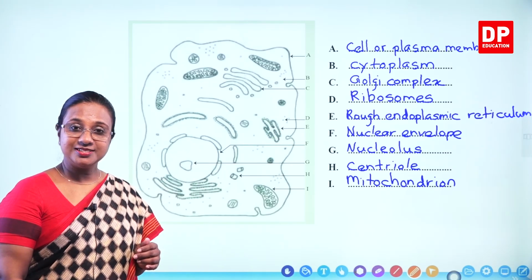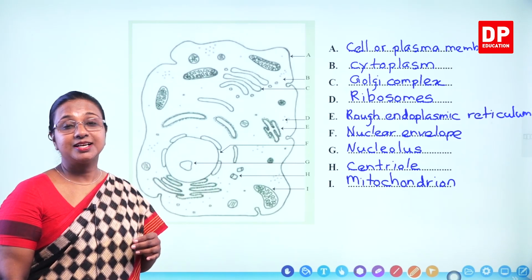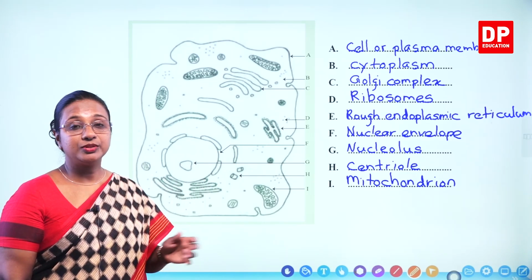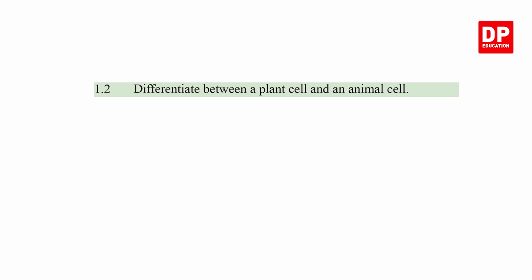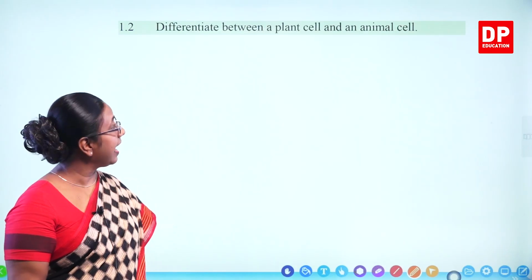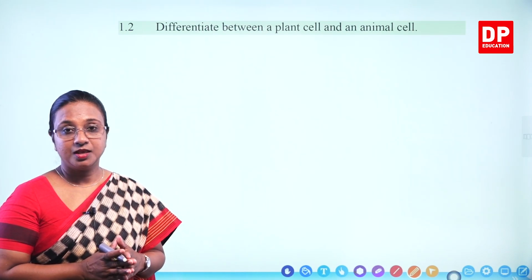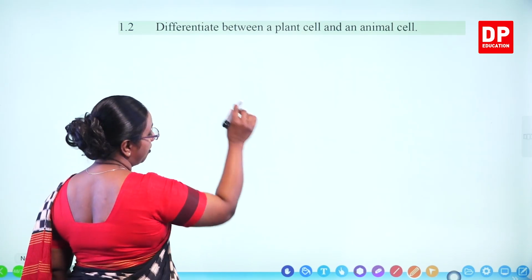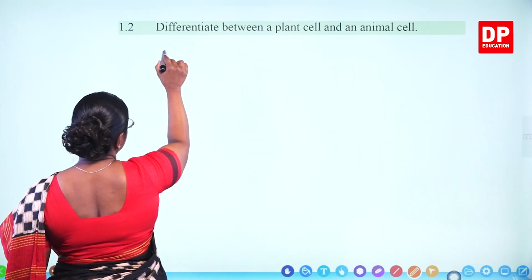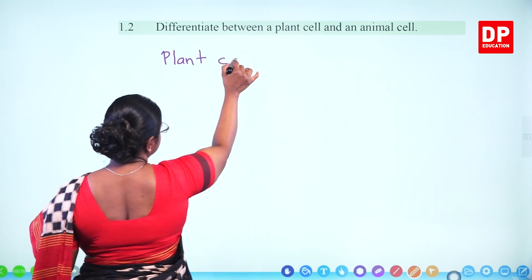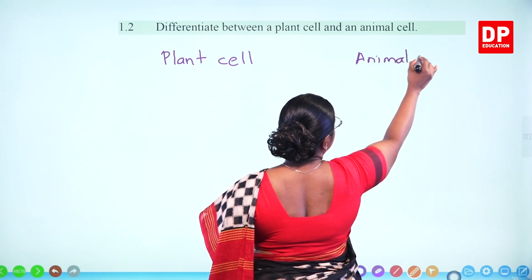So, I am sure students, you identified all these structures and the organelles correctly. Let us now move on to the next question. Differentiate between a plant cell and an animal cell. This is something you know very well. So, let me do it in the form of a table. I will put the two headings, plant cell, and on this side we can have the animal cell.